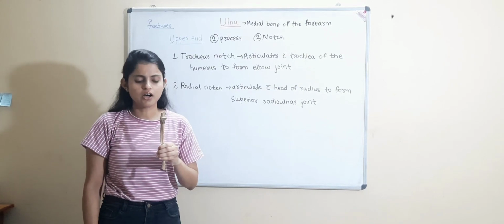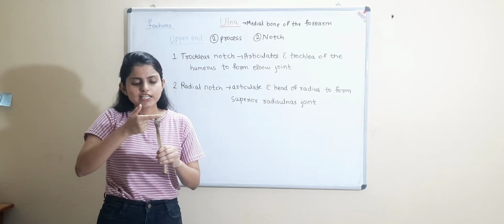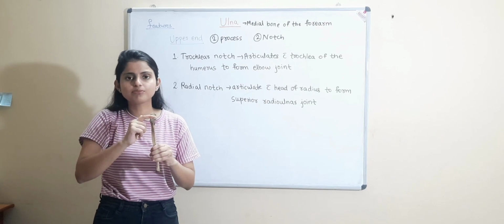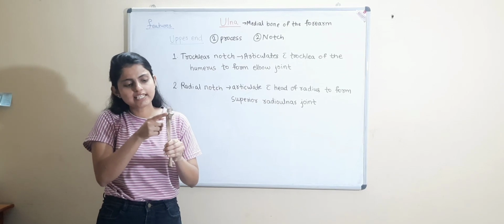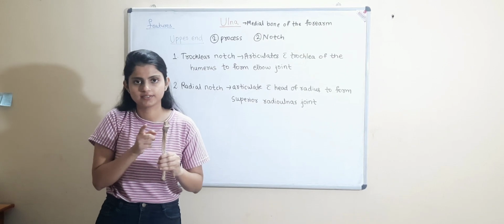And it has two notches: the trochlear notch and the radial notch. The trochlear notch articulates with the trochlea of the humerus to form the elbow joint, and the radial notch articulates with the head of the radius to form the superior radioulnar joint.